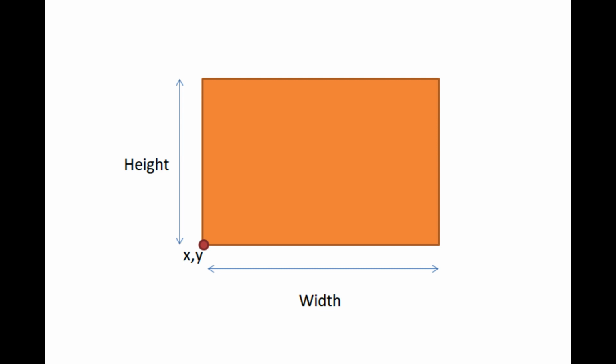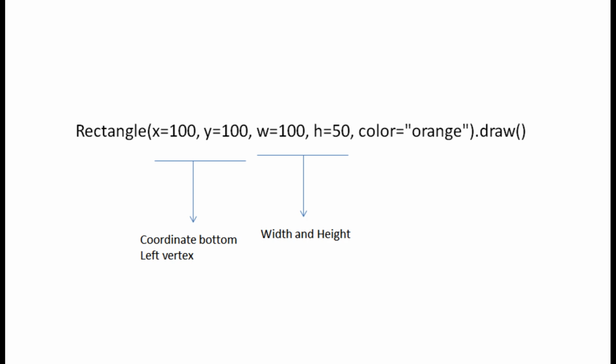They have 4 vertices. To draw a rectangle in our program, we will have to mention its position and size in the program. We use the rectangle function to create a rectangle object. You need to provide the position of the bottom left vertex of the rectangle. The next 2 integers are for width and height respectively. You can also control the fill color of the rectangle by mentioning the color after the height integer.